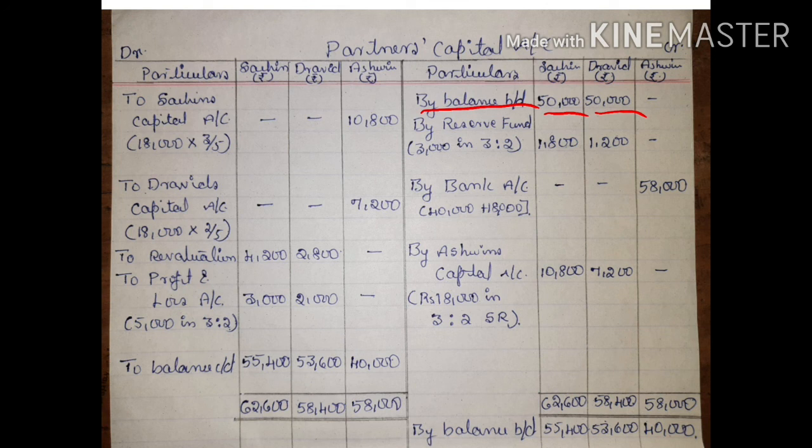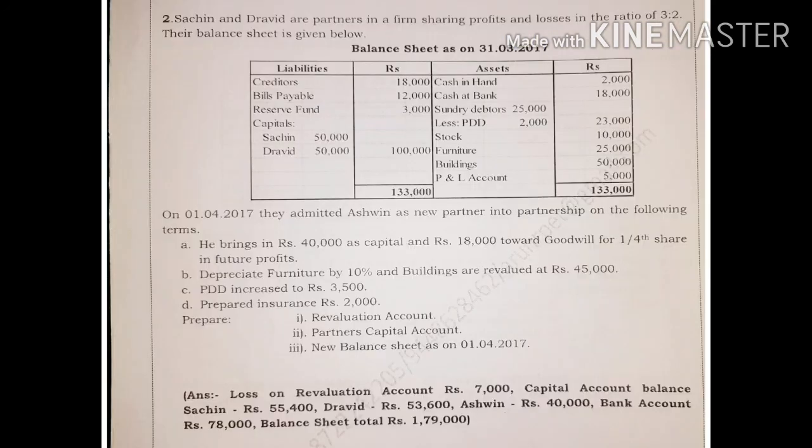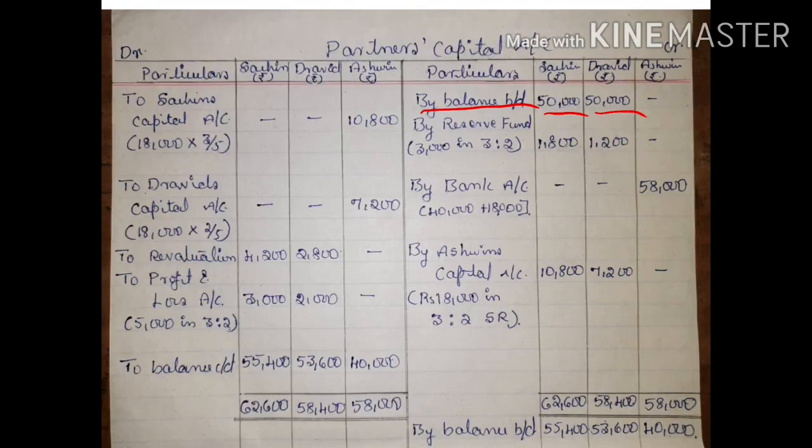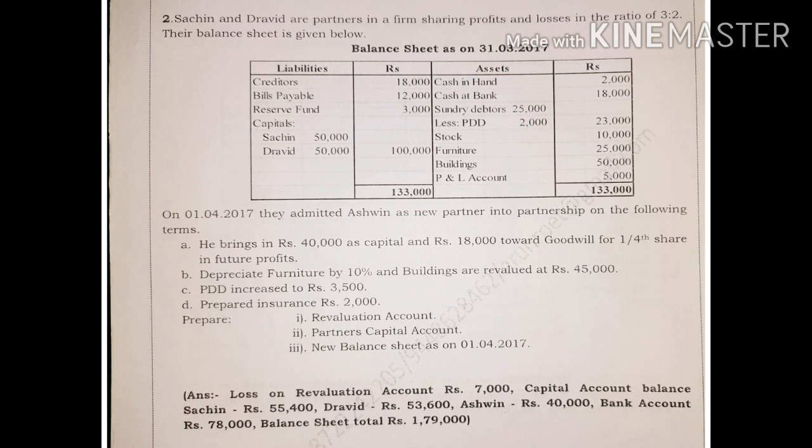So where will we get this information? In the balance sheet, that is capital, Sachin 50,000 and Dravid 50,000. So that is the opening balance. Next, write down by reserve fund, a capital fund item. So by reserve fund 3,000.